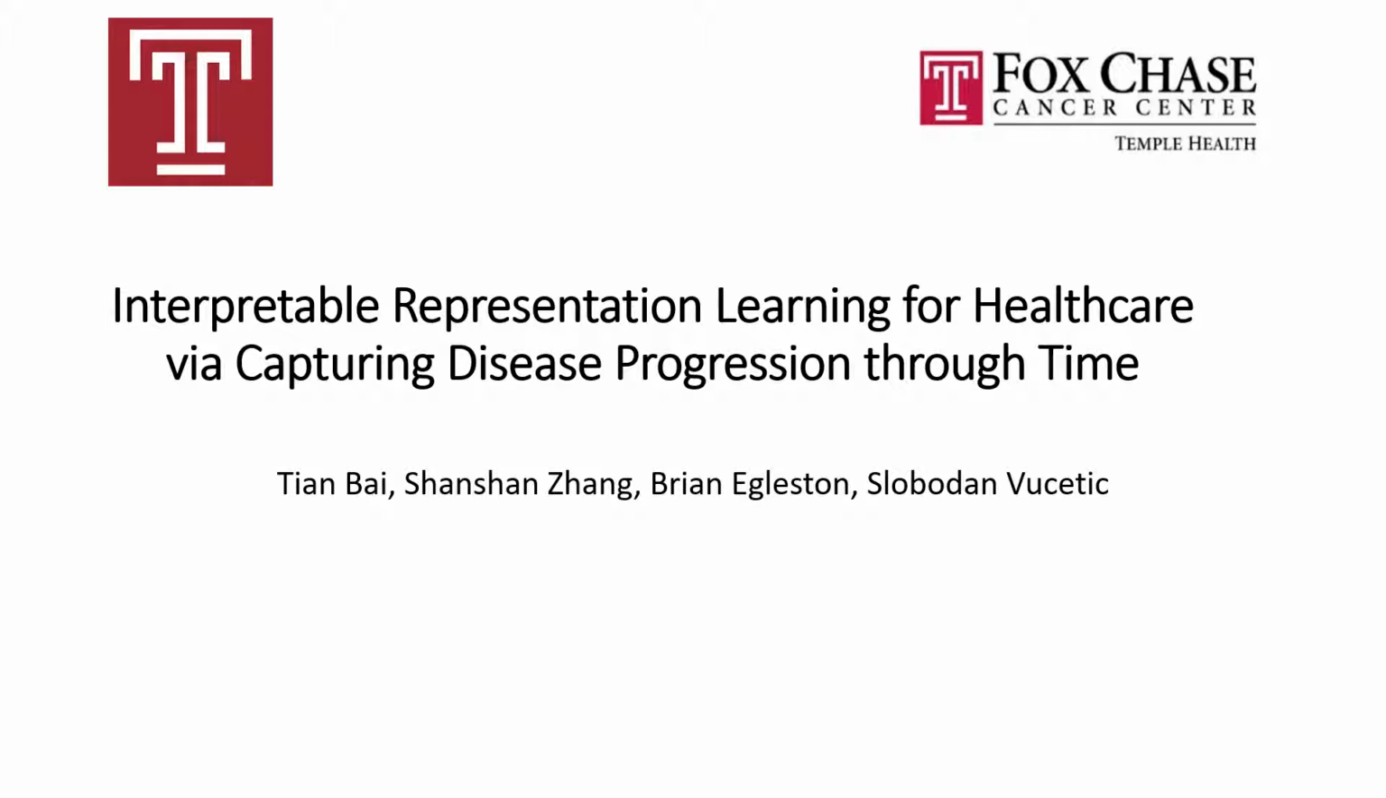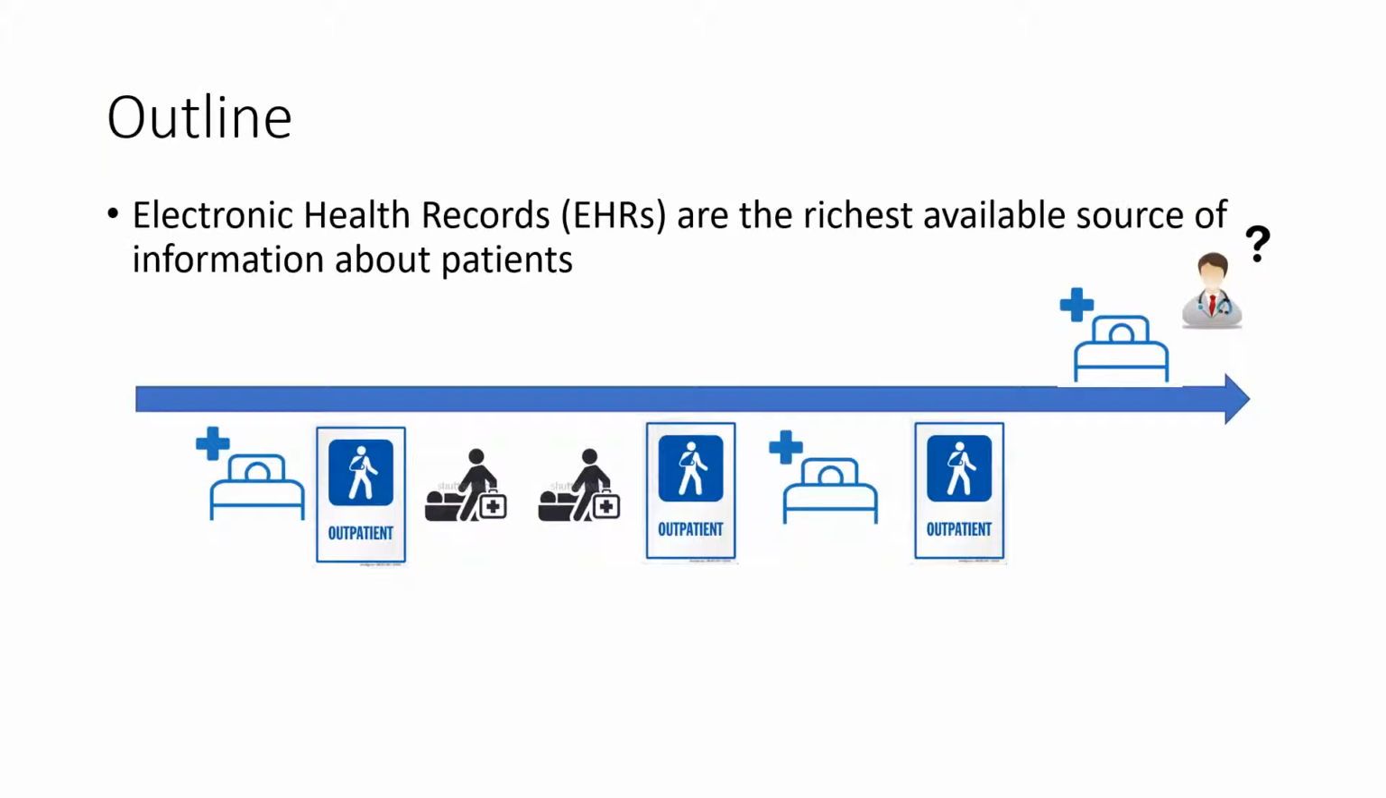In this video, I will introduce our work, Interpretable Representation Learning for Healthcare while capturing disease progression through time. Electronic health records are the richest available resource of information about patients. In EHR, each patient can be viewed as a sequence of records. Each record contains some specific information about one visit.